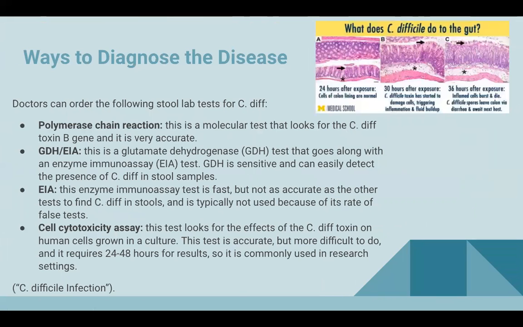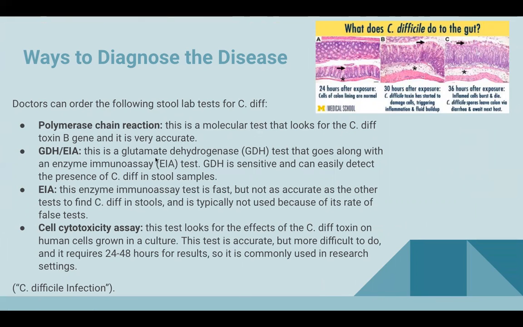Ways to diagnose the disease. So doctors can order the following stool lab tests for C. diff. One of them is polymerase chain reaction, and this is a molecular test that looks for the C. diff toxin B gene, and it's very accurate.